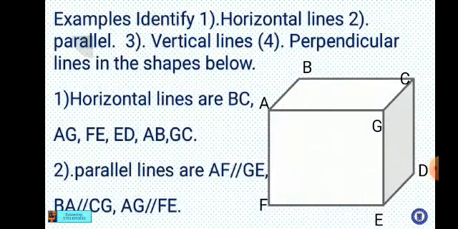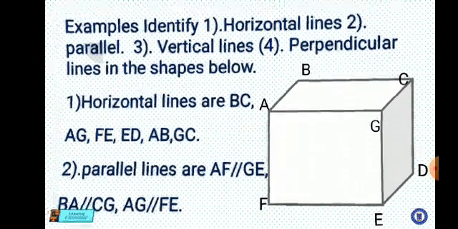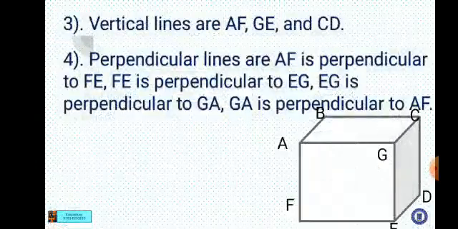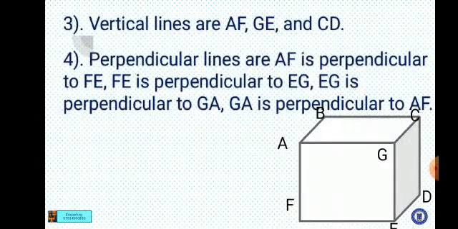Parallel lines are AF is parallel to GE, BA is parallel to CG, AG is parallel to FE. Number 3, vertical lines are AF, GE, and CD. Perpendicular lines are AF is perpendicular to FE, FE is perpendicular to EG, EG is perpendicular to GA, GA is perpendicular to AF.